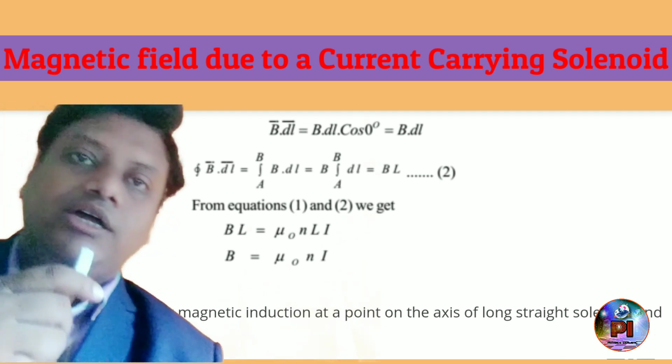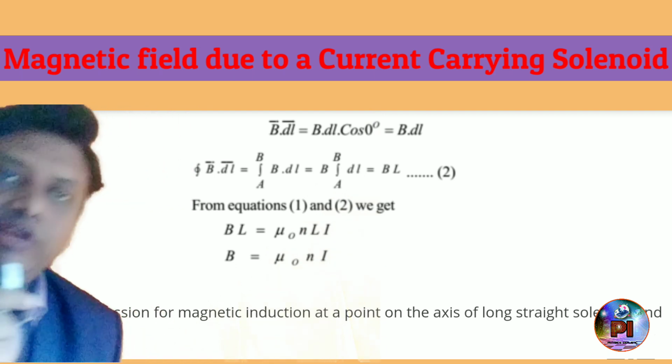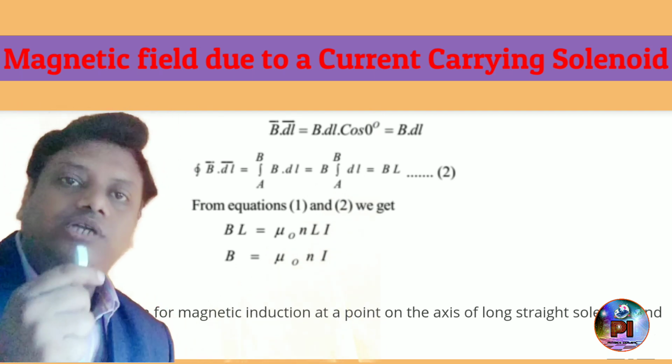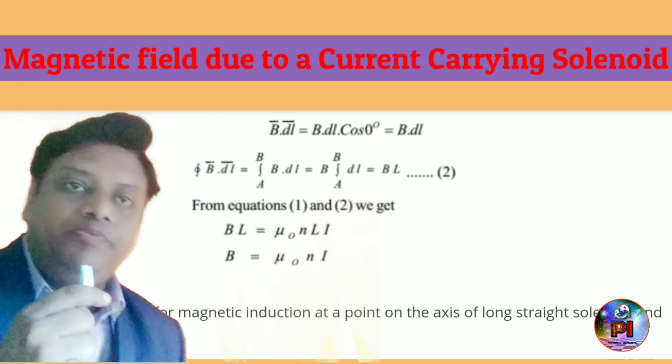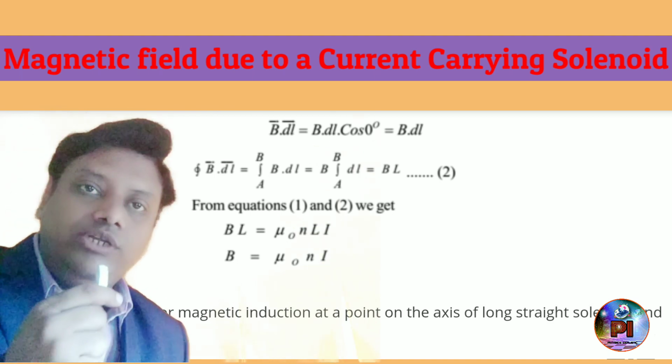So this finishes our derivation, that the magnetic field we have found out due to a solenoid at a point which is located inside. Now we come to the next topic, that is toroid, in the next video.